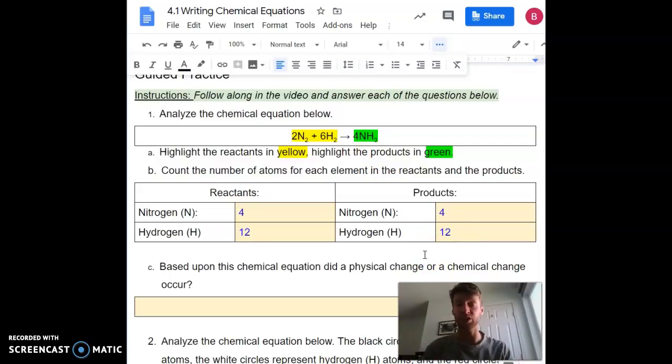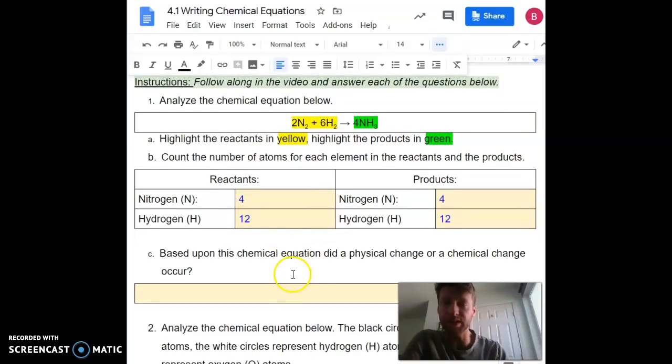A very common incorrect answer I get from students is they would have said there are only 3 hydrogens in the products because they forgot that the coefficient needs to be multiplied by everything in that compound. So please don't be the person who makes that mistake.